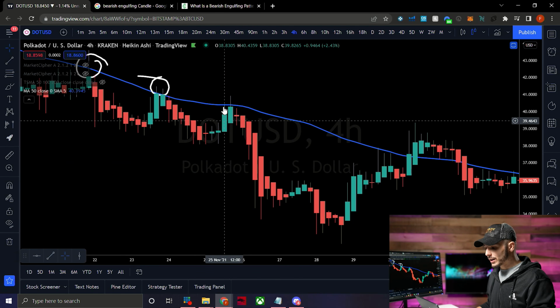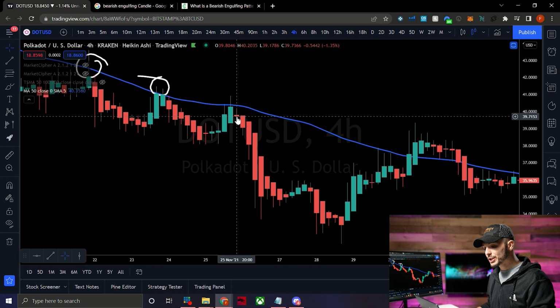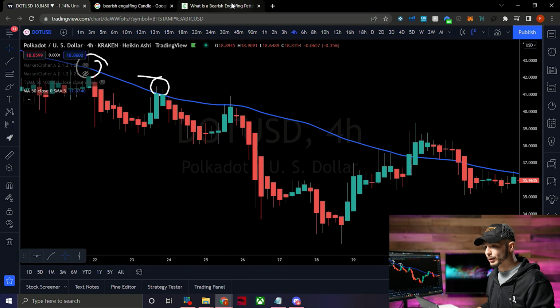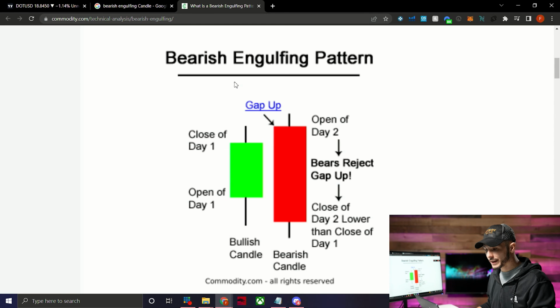Now, you don't always only have to look for these doji candles. Another candlestick pattern you can look for is a bearish engulfing pattern.